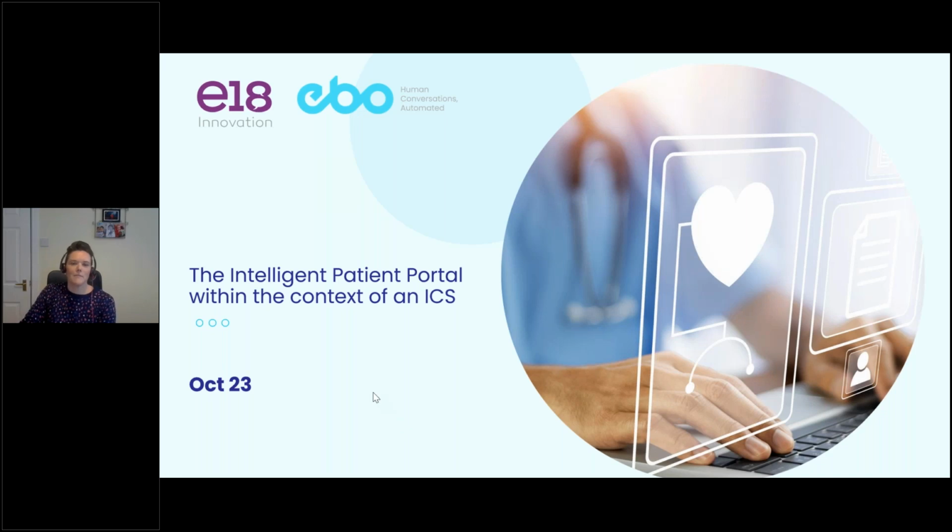Good morning, everyone. As mentioned, I'm Kerry Morgan, Customer Success Director at E18 Innovation, and I'm going to take you through how the Intelligent Patient Portal can help within the context of an ICS. Next slide, please.